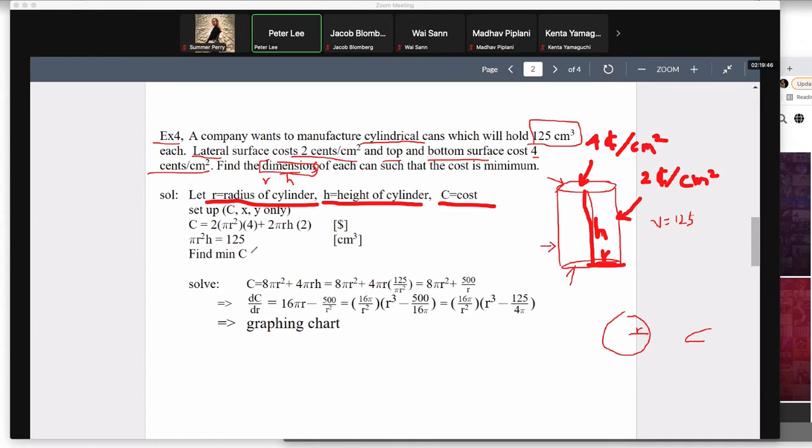Okay, now let's figure out the cost. C is now the cost. It says here, find the cost is minimum. This cost will be our objective function. Everybody get this? Cost is our objective function. Why? It says here, such that the cost is minimum. We want the minimum cost. So C will be our objective function. If you write the surface area, then that will be a mistake and that will be useless. Any questions up to this point?